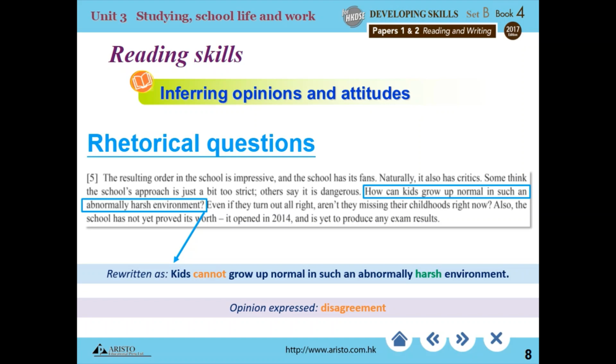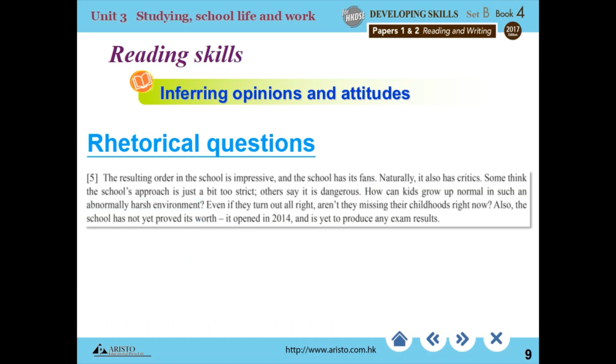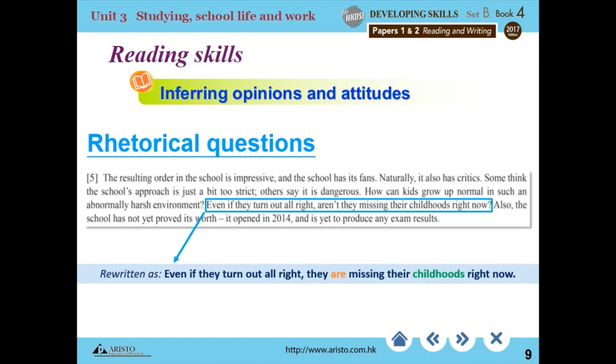The question after that is also a rhetorical question. Even if they turn out all right, aren't they missing their childhoods right now? What is expressed here is, even if they turn out all right, they are missing their childhoods right now. And again, this expresses disagreement to the way the school is run as described in this text.